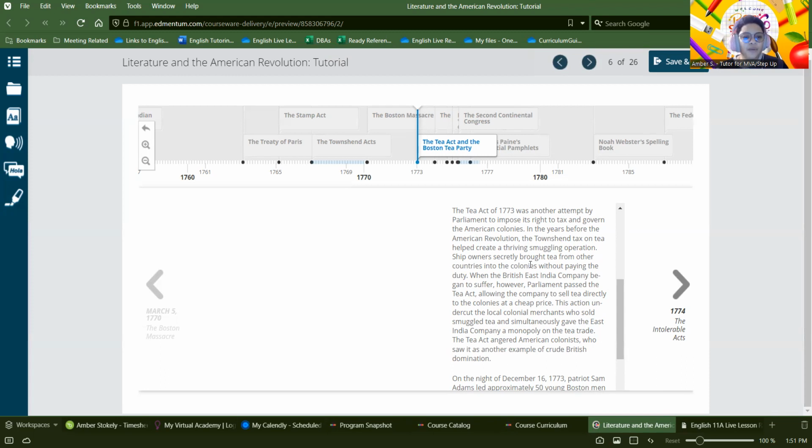So basically, the important thing is they could sell their tea without any extra cost. So that's what the Tea Act did. Now, because of this, the British East India Company's tea cost less than the smuggler's tea. So that's kind of how this got started.